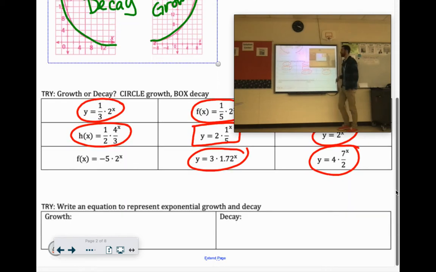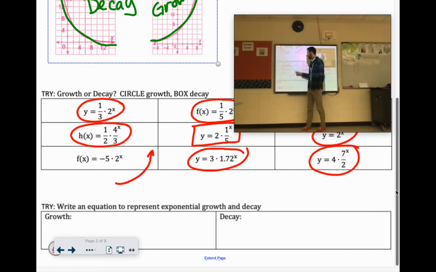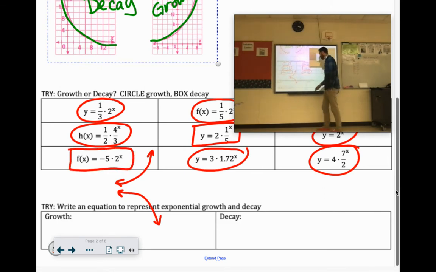Now the reason I saved this one for last is you would think 2 to the x power would show exponential growth, like this, but because the number in front is negative, it would reflect it. So this one's actually going to look something like this, which would technically be exponential decay. That was kind of a tricky one.